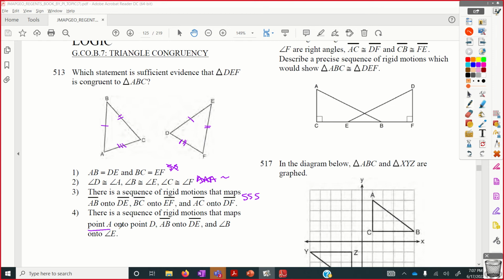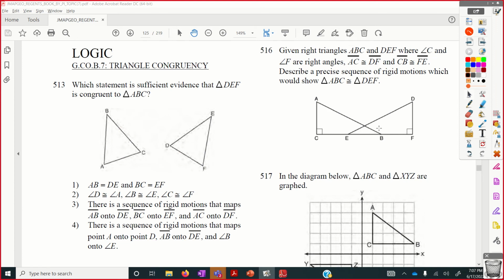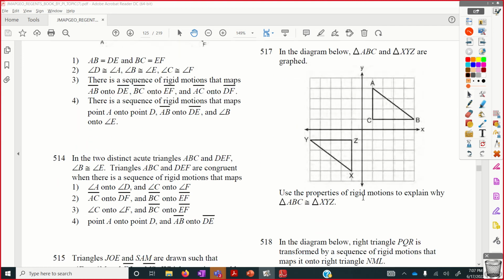The last one, we talked about this before. When it says point A into point D, we really want this to say angle A onto angle D instead, not just 2 points. Okay, they ask questions on the sequence of rigid motions. Just remember, try to get the sides to overlap and then do your reflection. If they're describing on a graph, nice and easy, you can kind of do the same thing. Pay attention to what side lengths are going to map onto what.